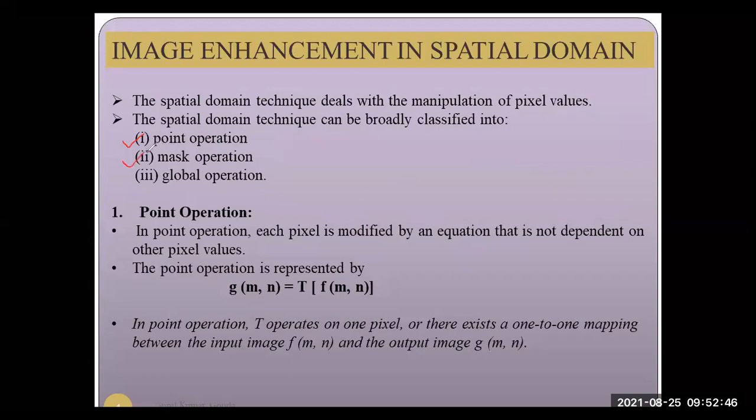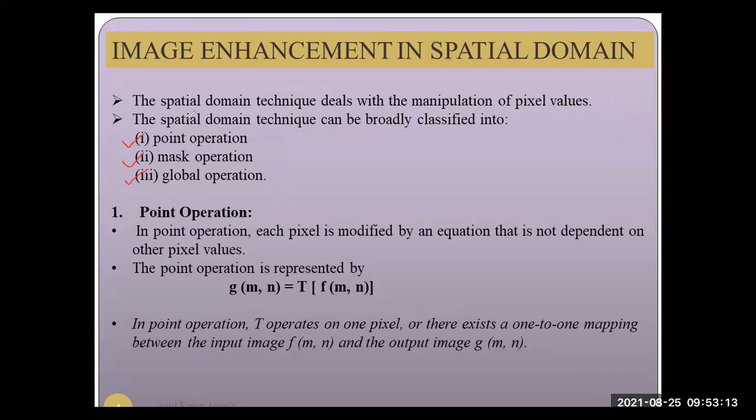In mask operation, the enhancement of a particular point will not only depend upon whatever we perform on that particular point, but it will also depend upon its mask, or we can say its neighbors. The third one is the global operation. In the global operation, the enhancement of each image depends upon every pixel that is present in the image.